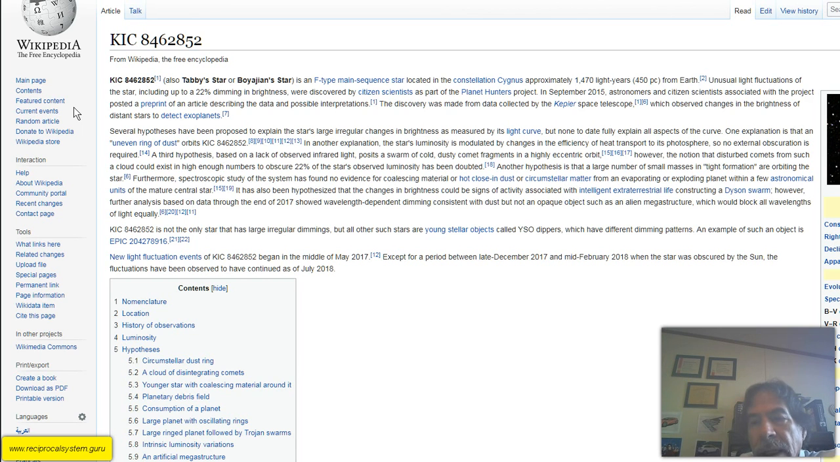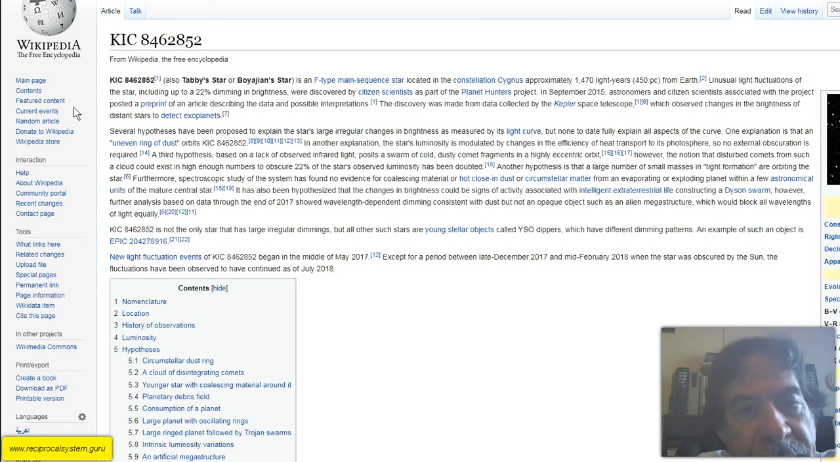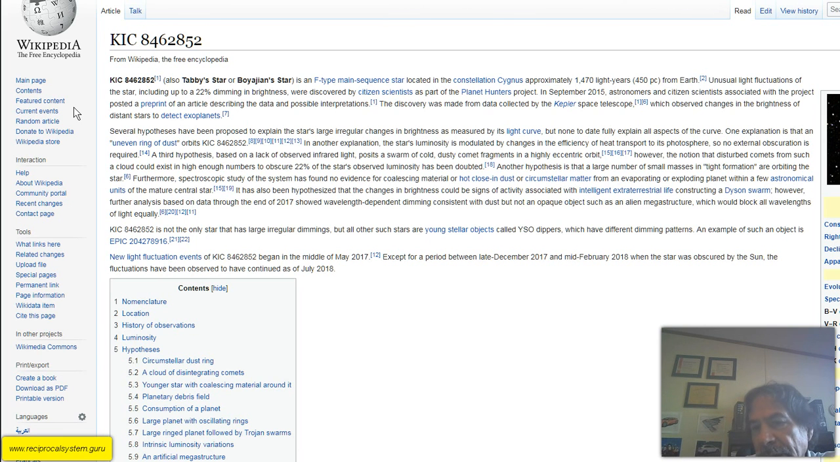Unusual light fluctuations of the star, including up to a 22% dimming in brightness, were discovered by citizen scientists as part of the Planet Hunters project. In September 2015, astronomers and citizen scientists associated with the project posted a preprint of an article describing the data and possible interpretations. So let's see. Several hypotheses have been proposed explaining the star's large irregular changes in brightness as measured by its light curve, but none to date fully explain all aspects of the curve. So let's go through these and then we'll give the reciprocal system explanation.